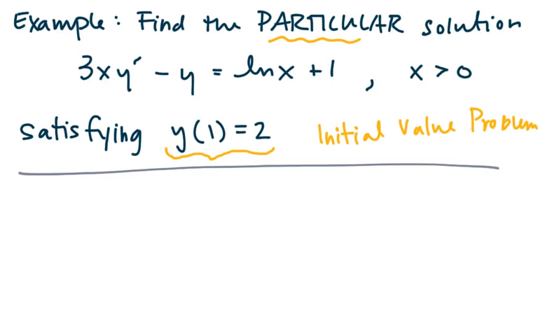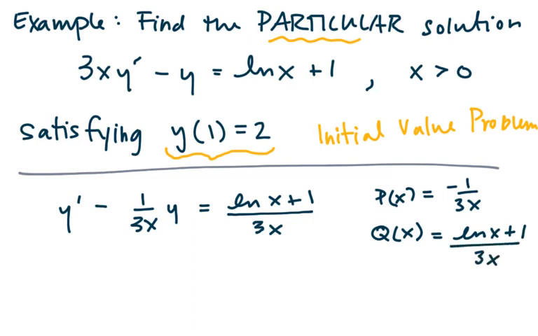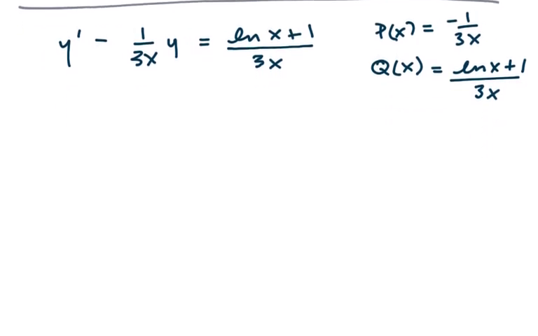So putting it into standard form, I'm going to divide everything by 3x. And so that gives me y prime minus 1 over 3x y equals, and we're just going to combine all of the right-hand side and put that over a 3x. So what we can see here is that my p of x is negative 1 over 3x, and my q of x is ln x plus 1, all divided by 3x. So this is going to allow me now to determine my integrating factor.